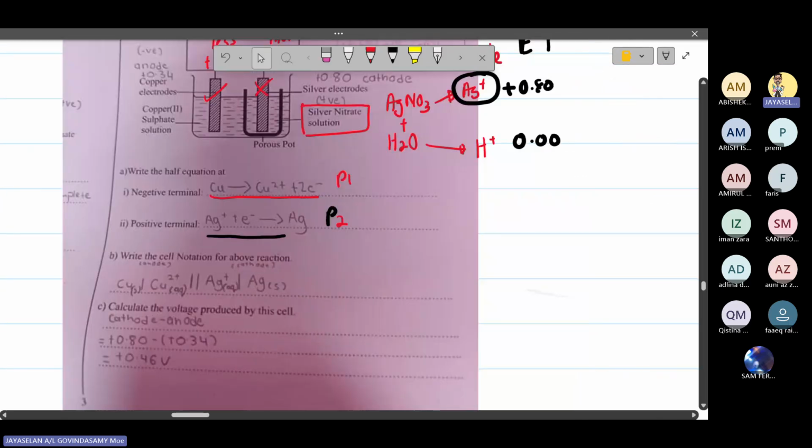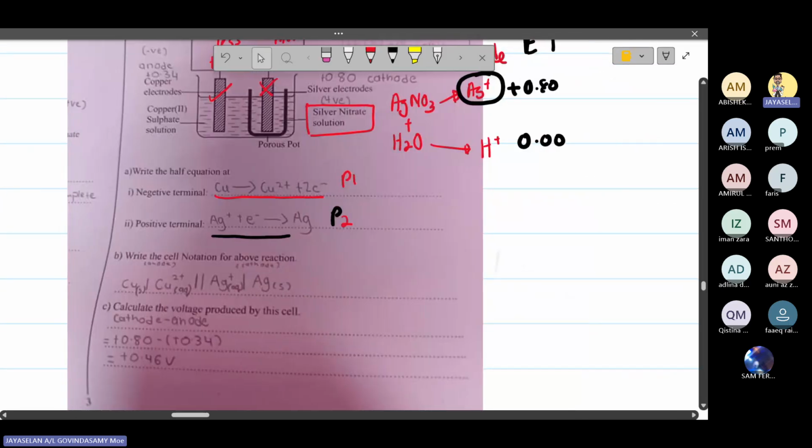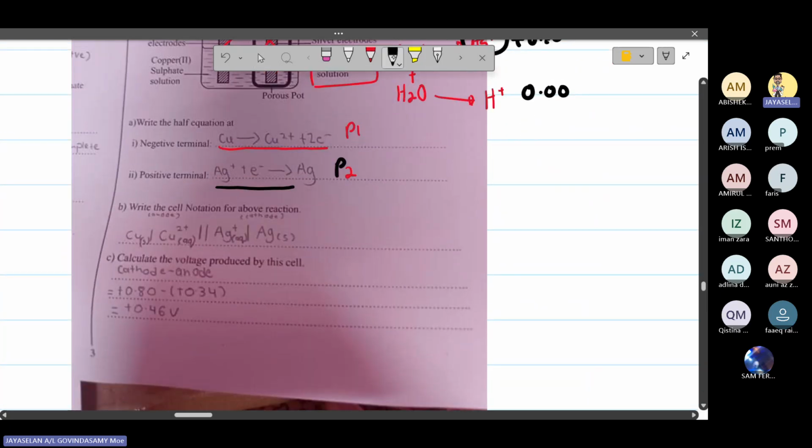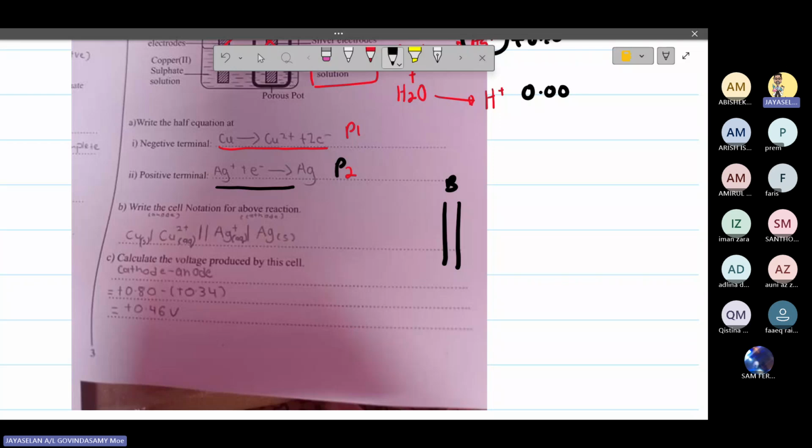Okay, now cell notation. Macam mana dia buat cell notation? Cell notation very simple. Dia buat ikut dia punya half equation. So, dua line besar. Ini adalah salt bridge or porous pot. Okay, dia letak satu line kecil, satu line kecil. Ini anode. Anode half equation start with copper. Dia letak copper. Bila ada Cu tanpa charge, dia letak solid. Okay, then this one copper 2+ ion, Cu2+, dia letak aq.